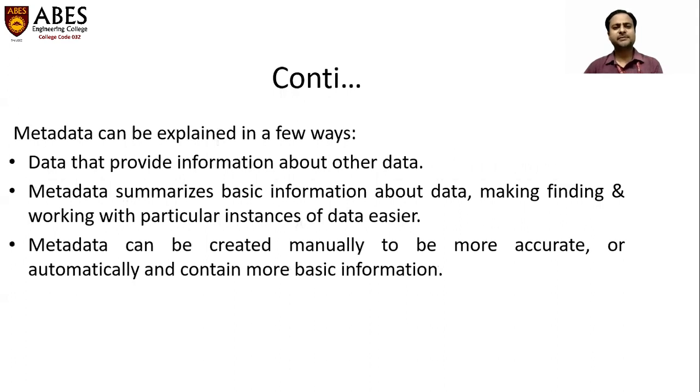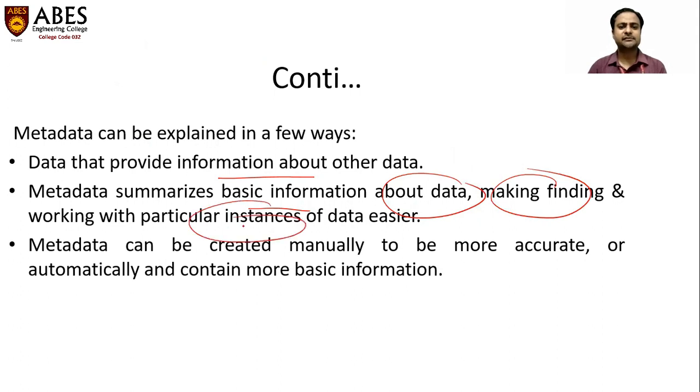So metadata can be explained in a few ways: data that provides information about other data. Metadata also summarizes the basic information about the data, making finding and working with particular instances of the data easier. Metadata can be created manually to be more accurate, or automatically, and contains basic information.